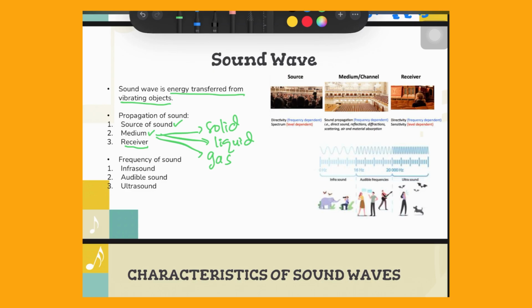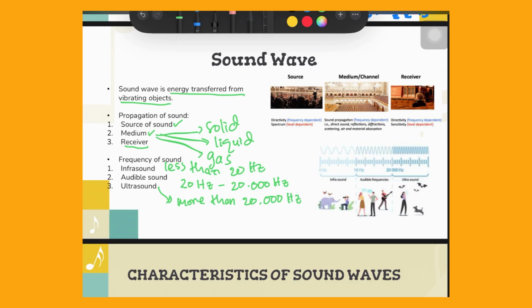According to their frequency, sound can be divided into three ranges of frequency. The first is infrasound, the second is audible sound, and the third is ultrasound. Infrasound, or infrasonic, is when the frequency is less than 20 Hertz. Audible sound is sound that can be heard by humans, between 20 Hertz and 20,000 Hertz. Ultrasound, or ultrasonic, is when the frequency is more than 20,000 Hertz.